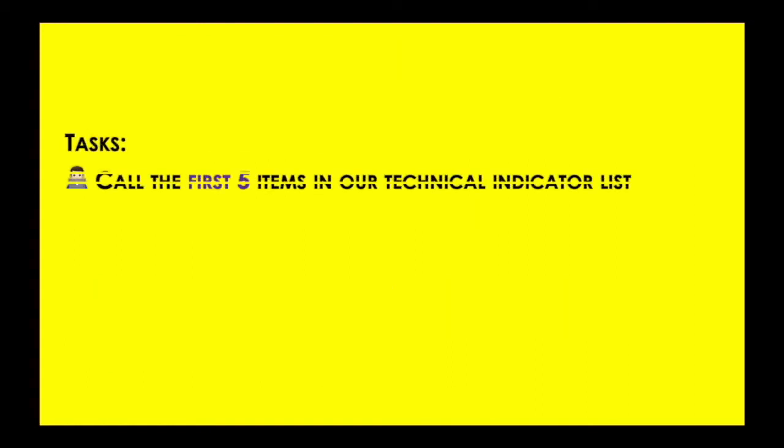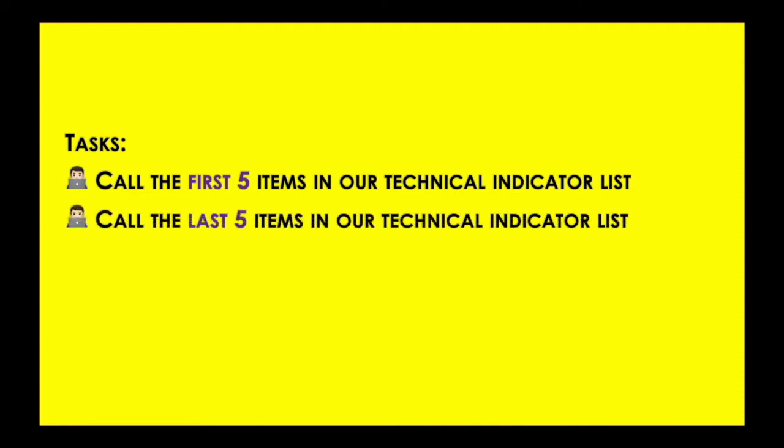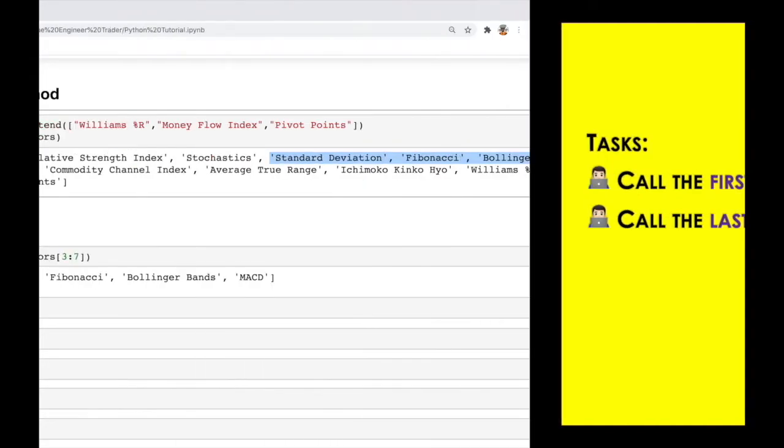Okay, so for the task, we have here our task. For the first task, we should call the first 5 items in our technical indicator list. And for the second task, we should call the last 5 items in our technical indicator list. Okay, so actually, let's try to have the first task only. So pulling the first 5 items in our technical indicator list. Okay, so let's go now to our Jupyter notebook.